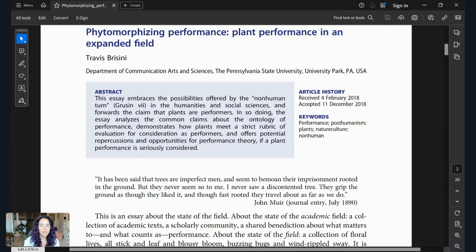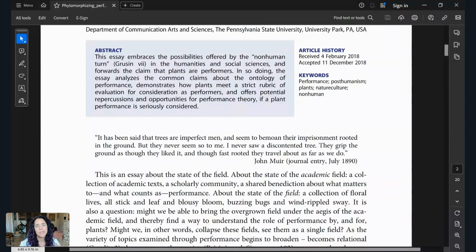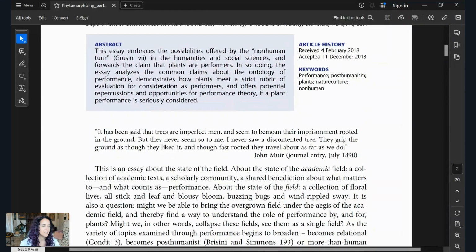This is really all about post-humanism, about plants, about moving into the worlds of performance. And it looks like this is from somebody named Travis Brisini, Department of Communications, Arts and Sciences at Pennsylvania State University. So let's just completely dive into this and see where it takes us.